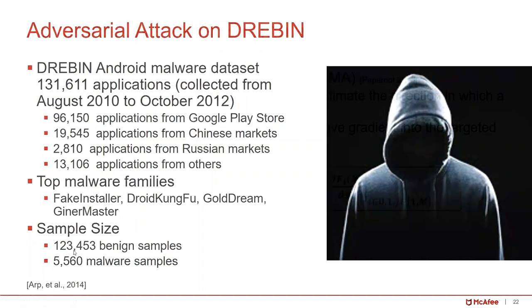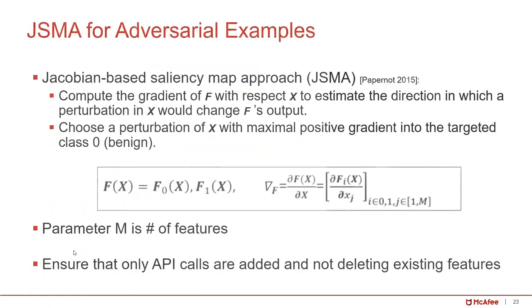Specifically, the attack algorithm is called the Jacobian-based saliency map approach, developed by Papernot, to generate the adversarial examples. The idea of this approach is to compute the gradient of the function with respect to the input, to estimate how a perturbation in the input will change the output. We choose a perturbation of the input with maximum positive gradient toward a targeted class. Right now we target benign, right?